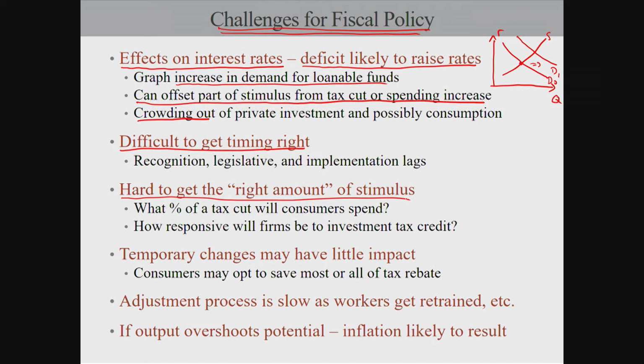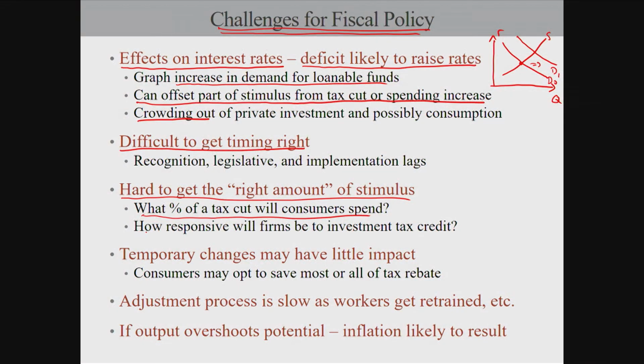It's also very difficult to get the right amount of stimulus. And this was a huge debate during the early days of the Obama administration. Should there be no stimulus? The American Recovery and Reinvestment Act: should it be $800 billion, which is about what it was? Should it be $1.2, $1.4 trillion, much bigger? That was what my then boss, Christina Romer at the Council of Economic Advisors, was arguing for, a bigger, more aggressive stimulus. And it's hard to get the right amount because it's hard to know, for example, what amount of a tax cut consumers will spend, or how responsive firms will be to an investment tax credit which tries to increase their incentive for investment. So it's hard to get that right.